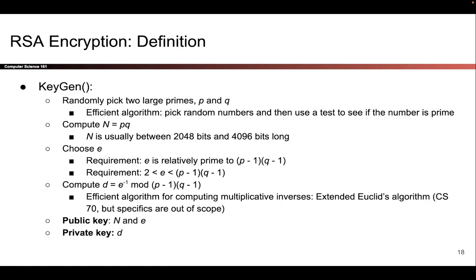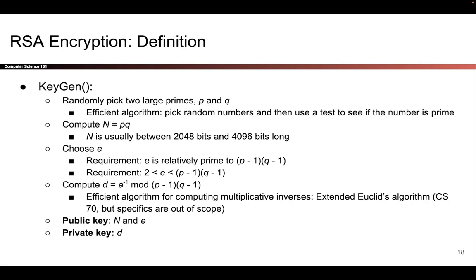Then you're going to pick a number e under this very strange constraint. We're going to say that e must be relatively prime to the value (p minus 1) times (q minus 1). So the number e that you choose must have no common factors with (p minus 1)(q minus 1). Again, I know it seems strange, but it will make more sense later. And also a minor note, you cannot choose exactly (p minus 1)(q minus 1), and you cannot choose 1 or 0. Those cases are too trivial.